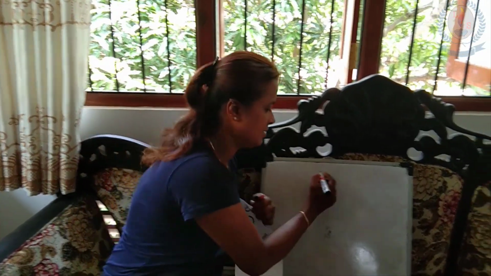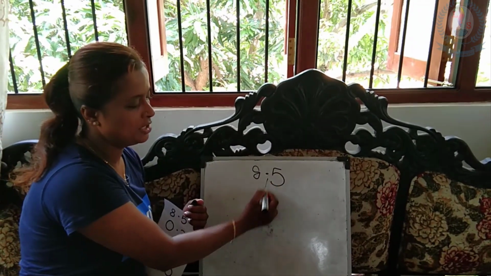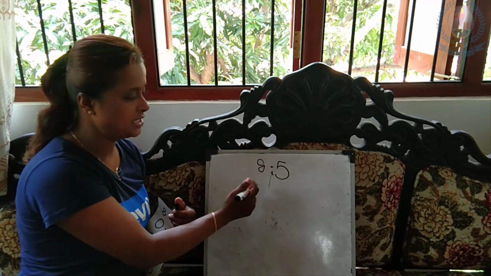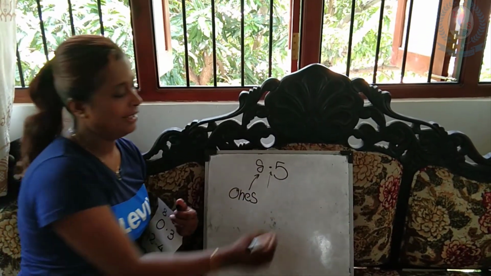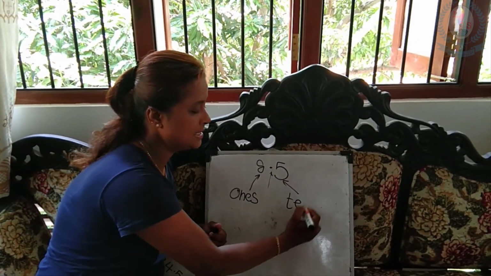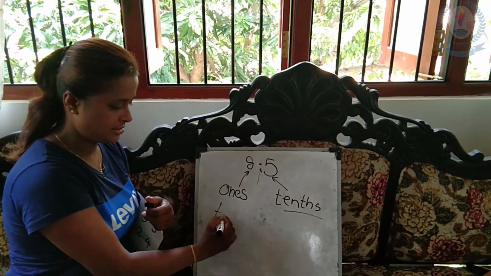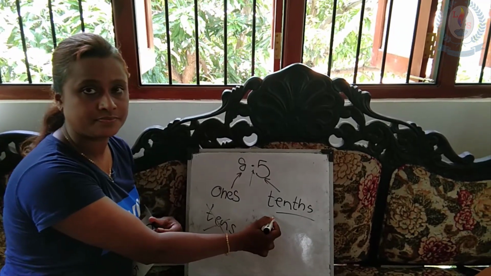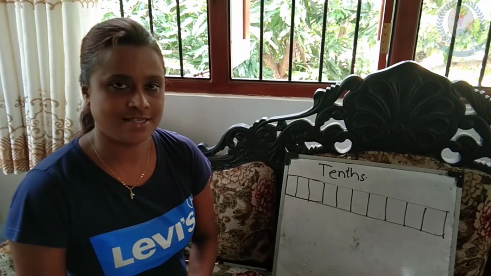I will write it. 8.5. This is the decimal point. This is the number on the left side of the decimal point. This is in the ones place, ones. And the number on the right side of the decimal point is in the tenths place. Tenths, not tens. Okay, now let's discuss what tenths are.